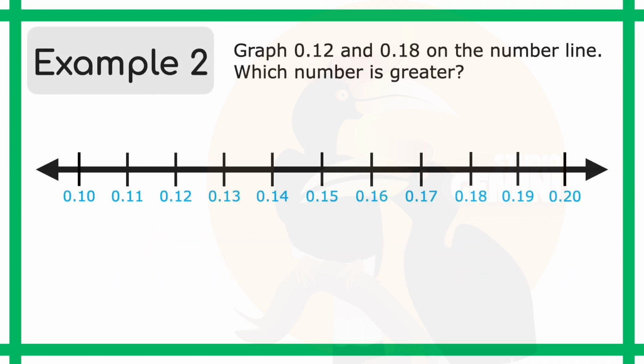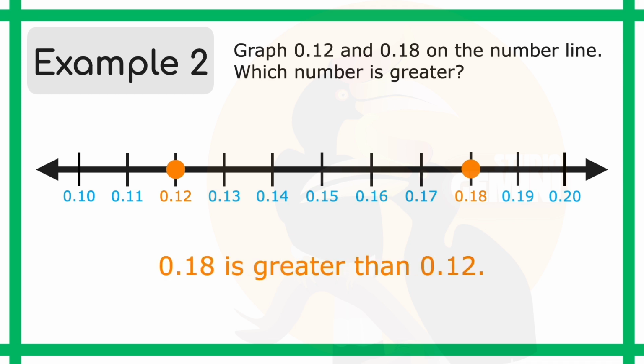Graph 12/100ths and 18/100ths on the number line. Which number is greater? This time, our number line goes from 10/100ths to 20/100ths, which means each part represents 1/100th. Let's begin by graphing the first point, 12/100ths, on our number line. Great! Here it is between 11/100ths and 13/100ths. Now let's graph 18/100ths on our number line and compare. 18/100ths is to the right of 12/100ths, so 18/100ths is greater than 12/100ths. Excellent work. Let's try another example.